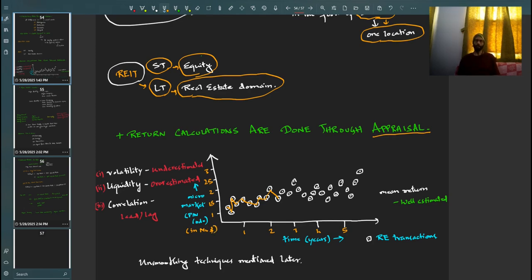Okay. Now let me complete the chart here. So the chart is, you can see, a very zigzag chart, right? Ups and downs are there. It can depend on the market situations also. It can depend on the property type also, property quality also, and all these factors might be involved. But the transaction prices go like this. It's very zigzag, you can see.